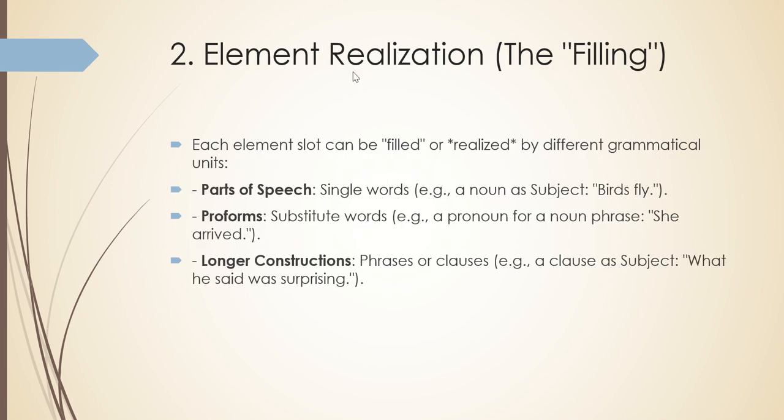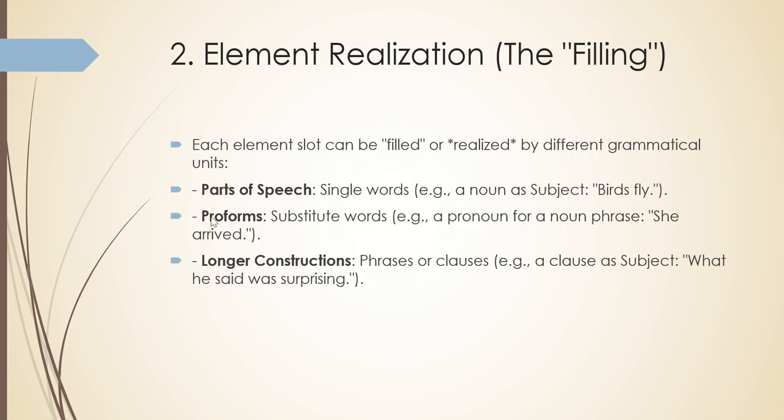Next, we have the realization of elements in a sentence, or the filling. Let's call it the filling of those slots, the filling of those positions in the sentence. Now, elements can be realized as, for example, parts of speech. It could be a single word like a noun, or it could be a proper noun, or it could be a pronoun, and whatever. If it is a phrase, if it is not a single word, then you might have an article, you might have a demonstrative plus a noun, and so on.